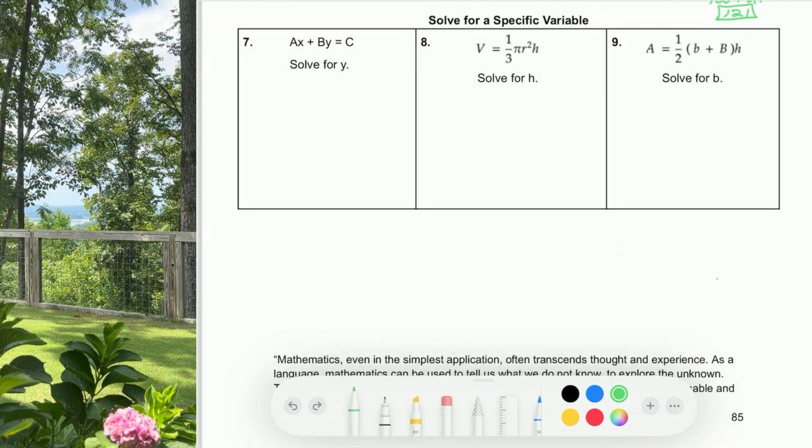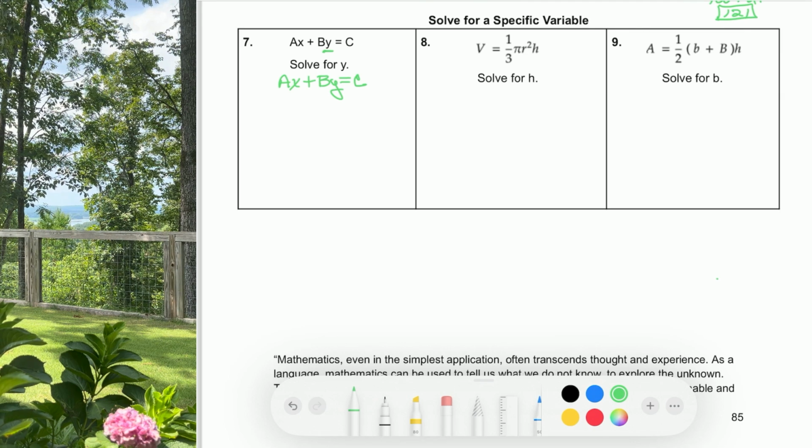Now we're going to solve for a specific variable. Let's look at number 7. They want us to solve for y. I'm going to rewrite the problem. Now remember, we still use the same steps to move letters or variables or symbols as we do when we move numbers. That doesn't change.